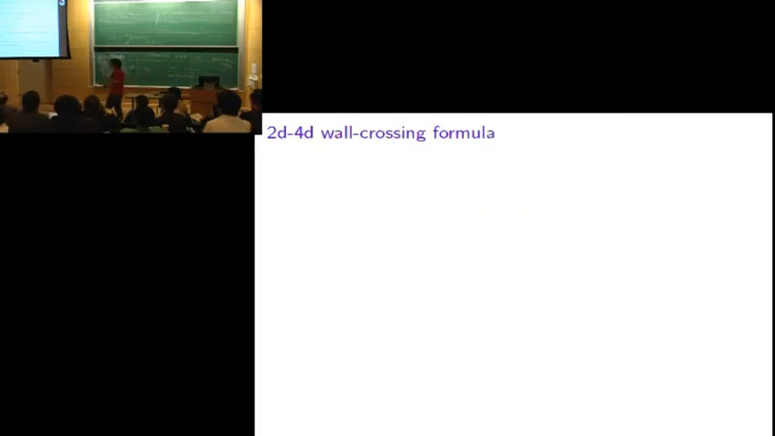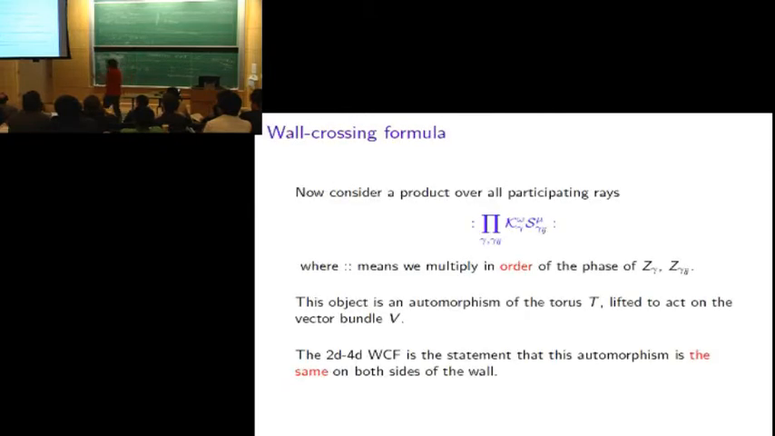Okay, so now we do the same thing as we did before. We take a product over all of the participating rays of the corresponding automorphisms. And so what we get now is a slightly more complicated thing, an automorphism of this torus lifted to act on the vector bundle. And the 2D4D formula is the statement that this automorphism is the same on both sides of the wall.